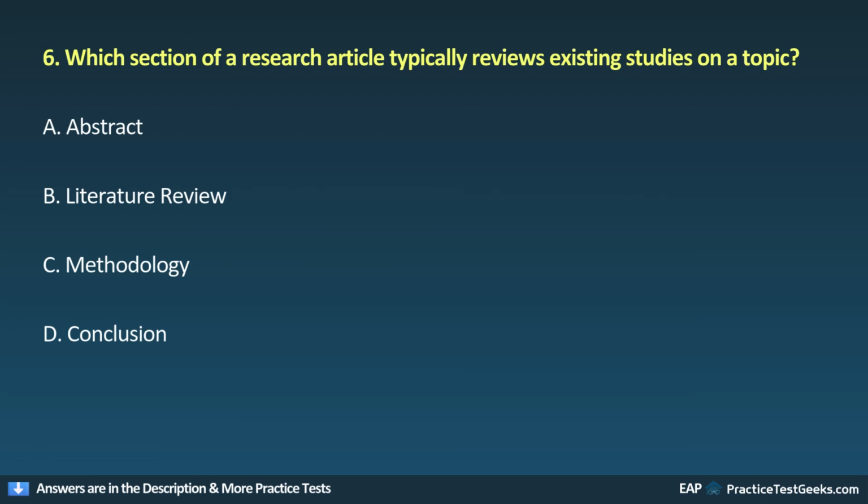6. Which section of a research article typically reviews existing studies on a topic? A. Abstract. B. Literature review. C. Methodology. D. Conclusion.